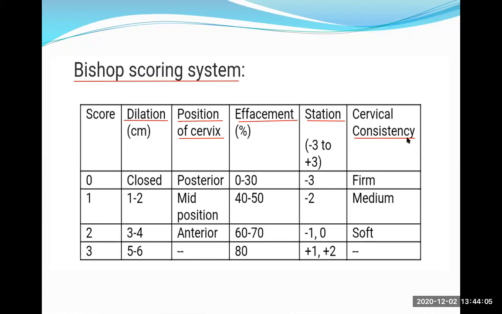And cervical consistency: firm is 0, medium is 1, and soft is 2. So we want a softer cervix, then only the chance of induction of labor is higher. Now, after discussing this Bishop scoring system, what is the interpretation? That is important. So let's talk about the interpretation now.